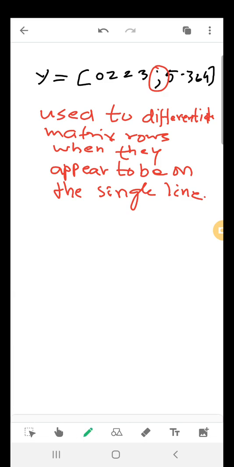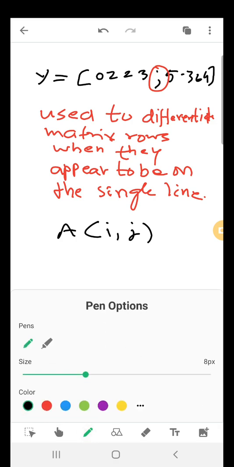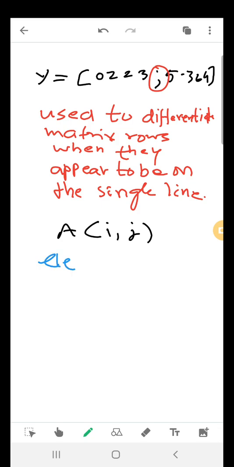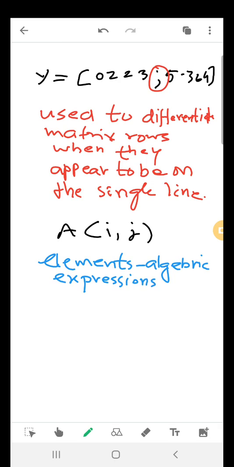Again, as we have already seen, the individual element of a matrix can be represented as ij. Now, the elements of the matrix can also be defined with algebraic expressions placed at appropriate locations of the element.